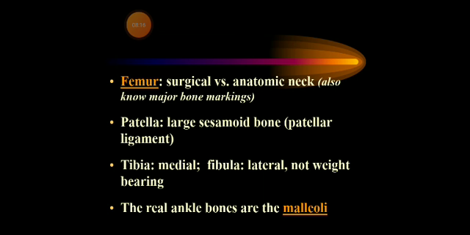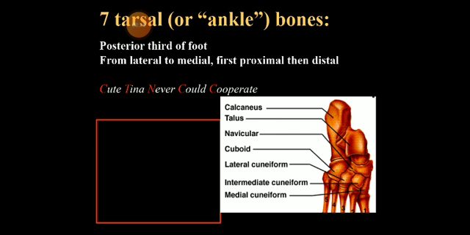Femur: surgical neck versus the anatomic neck. Patella, a large sesamoid bone. Tibia, medial. Fibula, lateral, not weight bearing. The real ankle bones are the malleoli. Another part is the tarsals, or in other words the ankle bones. From lateral to medial, first proximal, then distal.